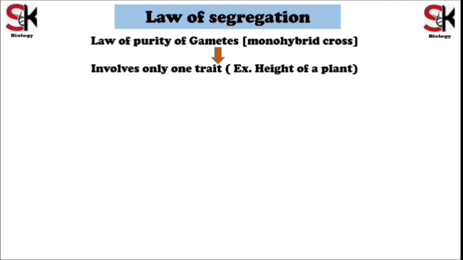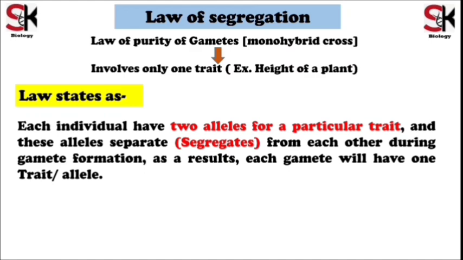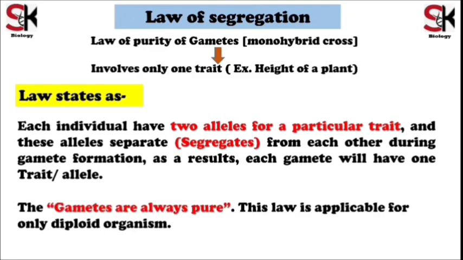The law of segregation states that each individual has two alleles or factors for a particular trait, and these alleles separate, that is, segregate from each other during gamete formation. As a result, each gamete will have only one allele. This clearly suggests that gametes are always pure. So this law is also called the law of purity of gametes. This is true only in diploid organisms, that is, organisms having two sets of all chromosomes.